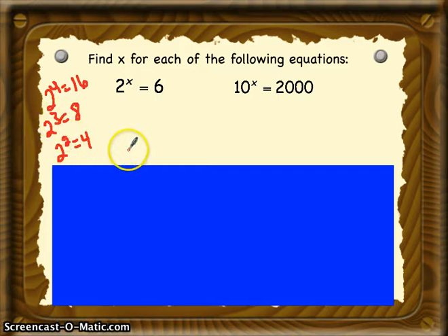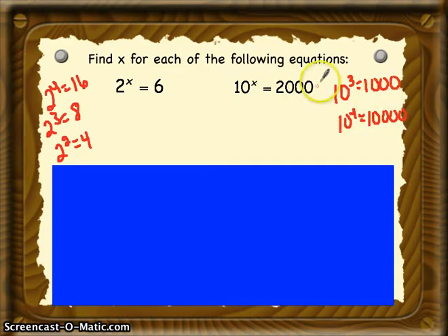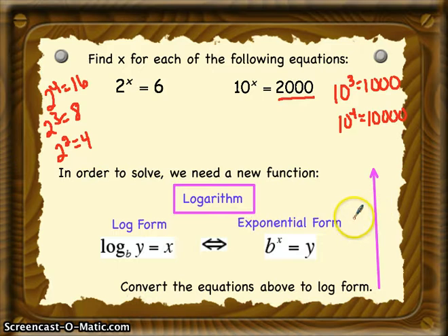We could estimate it, or we can come up with a mathematical way to solve that equation. The same thing goes for 10 to the 3rd equals 1,000, and 10 to the 4th equals 10,000. But again, somewhere in between there is where 2,000 is going to fall. So we need to figure out somewhere between 3 and 4, as far as the power goes, should give us 2,000. And that's where logarithms come into play.